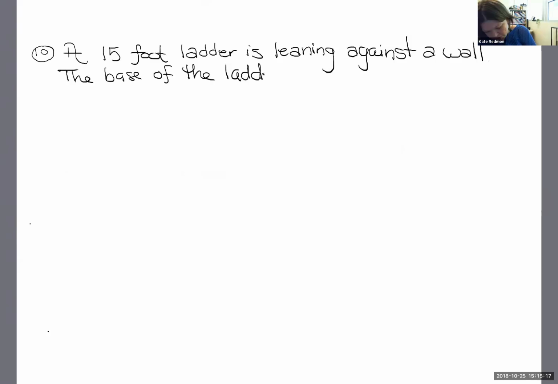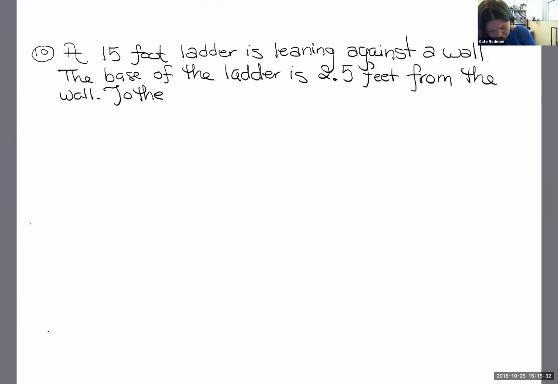Let's call this number 10 here, and let's get the very, very typical GED problem, the ladder. A 15-foot ladder is leaning against a wall. The base of the ladder is 2.5 feet from the wall. To the nearest tenth of a foot, how high up the wall does the ladder reach?